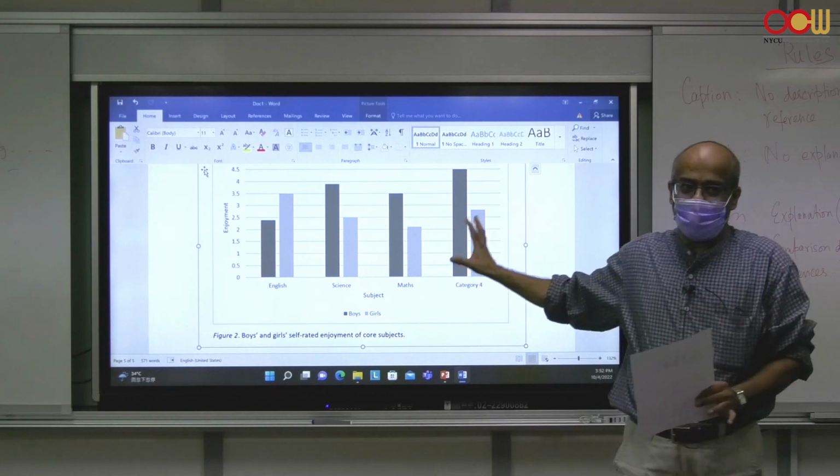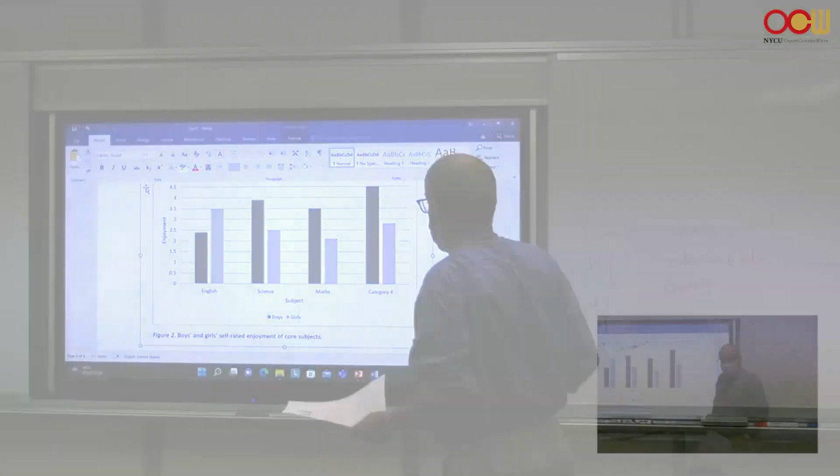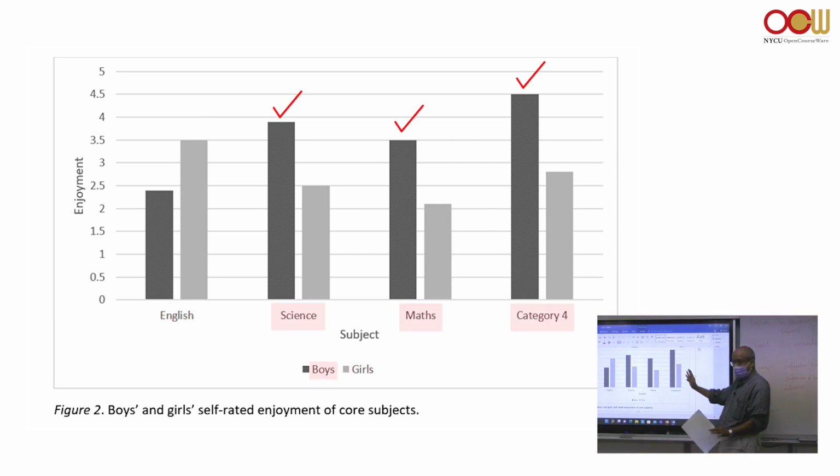Now, this is data, right? Try to look at the data and find out how to express the data. Clearly, in English, the girls enjoyed more. In the other 3 subjects, the boys enjoyed more. Now, that's fine. So how would you express that in numbers? Like Huishuan writes that in science, maths, and physics or whatever, boys had approximately 1.5 to 2 points higher enjoyment than girls.